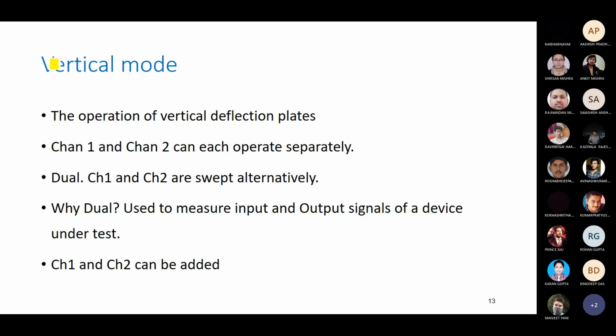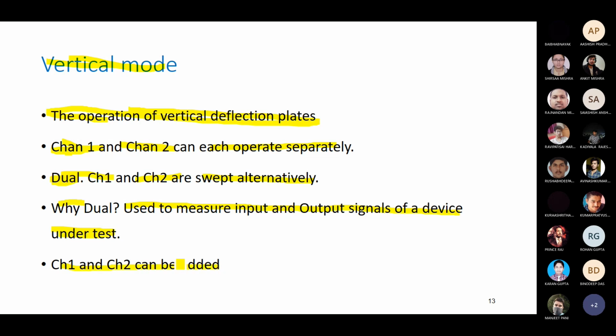Vertical modes are there. In the vertical mode, what happens? The operation of the vertical deflection plates. Channel 1 and channel 2, by default 2 channels are there in the oscilloscope, and each can operate separately. In dual mode, channel 1 and channel 2 are swept alternately, operating independently, and you can operate both simultaneously. That is called dual mode. Why dual? It is used to measure the input and the output signal of the device under test. Channel 1 and channel 2 can also be added.